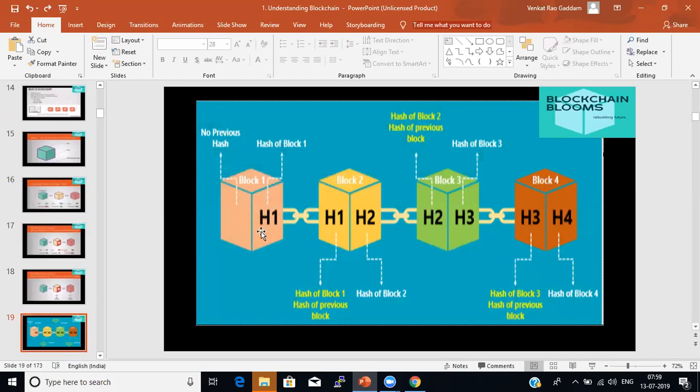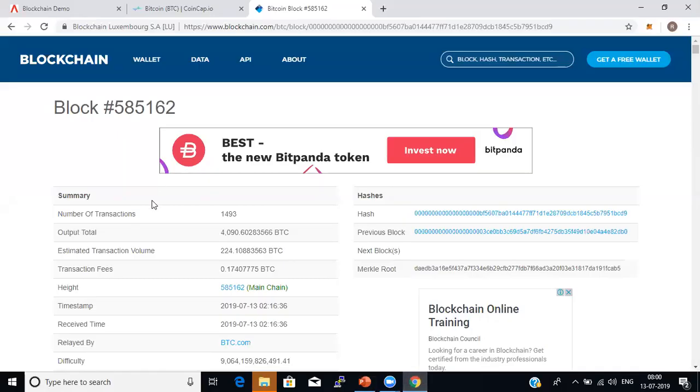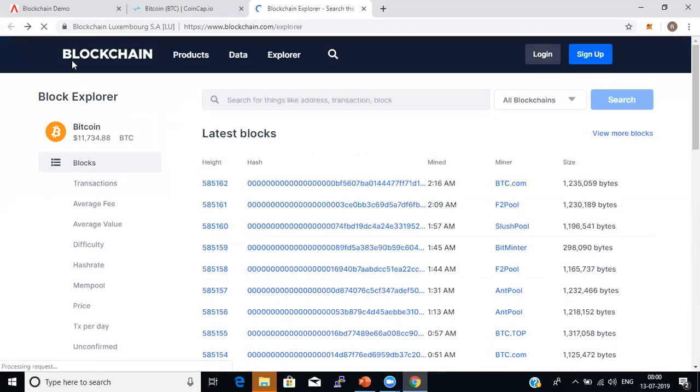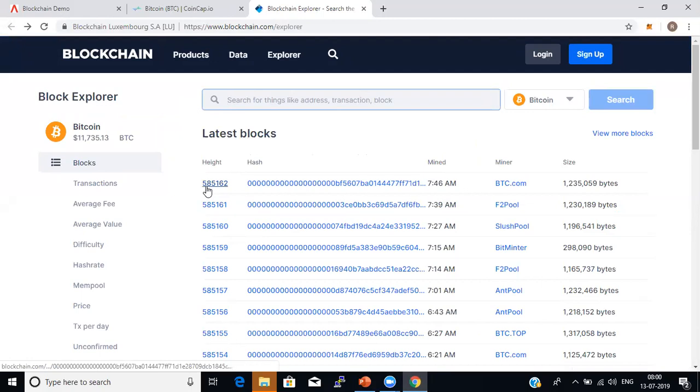This is another slide to explain the same. H1 is the hash code of block 1, and H2 is the hash code of block 2. Here, H2 contains the H1 hash code, that is the previous block hash. In this way, the link will go on. This is the block number from the Bitcoin, about 555.